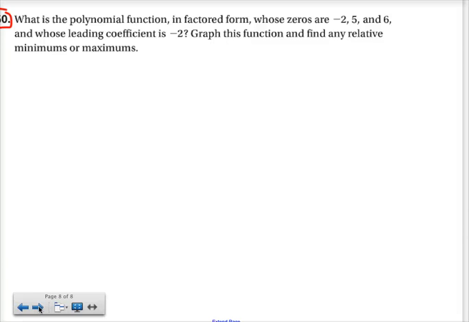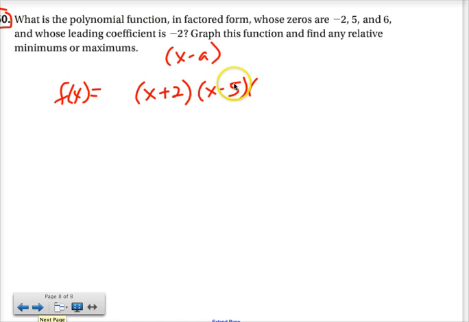Then number 60 says, what is the polynomial function in factored form whose zeros are -2, 5, and 6, and whose leading coefficient is -2? Now I'm going to help you write this, but I'm going to leave it to you to go ahead and push this into your calculator here. If the zeros are at -2, 5, and 6, what we have to do is remember that that came from a factored form of x minus a. So that means originally it was x minus a -2, which would be x plus 2 in order to get -2 as a zero, x minus 5, and x minus 6.